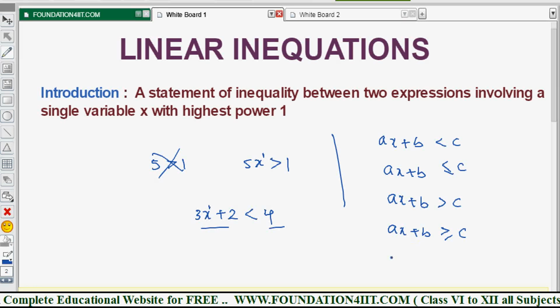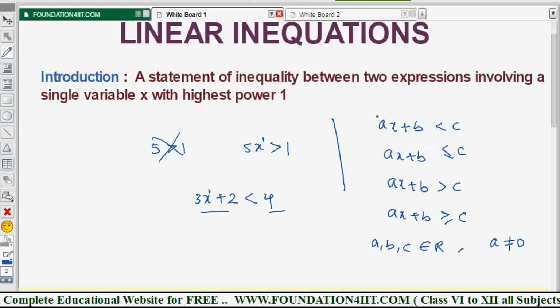Here a, b, c are real numbers. a, b, c belong to real numbers, but the condition is a is non-zero. So a should not be equal to 0. If a is 0, then a into x is 0, so there is no variable. Okay, so these are the general forms.